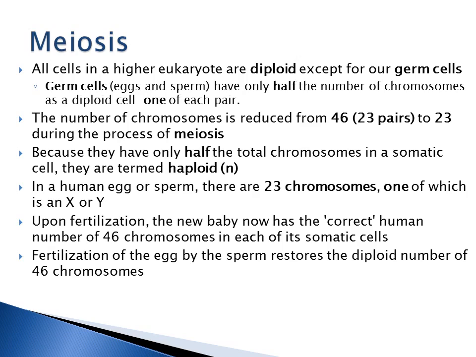One of those chromosomes is either an X or a Y, depending on if the person is a male or female. Once you undergo fertilization, the cells in the newly formed embryo have the correct number, 46 chromosomes in the somatic cells. So fertilization restores that diploid number of 46 chromosomes.